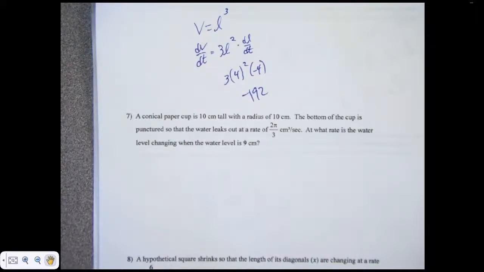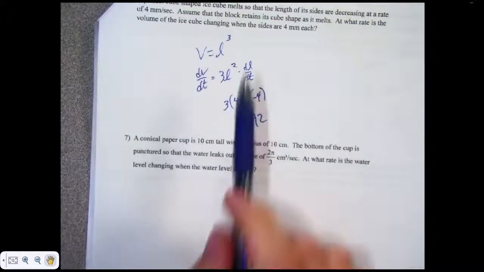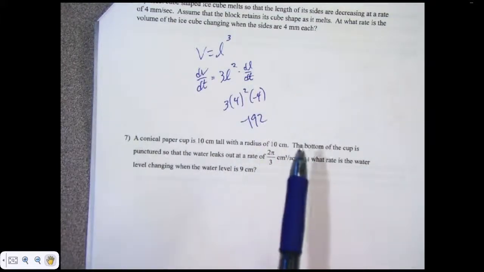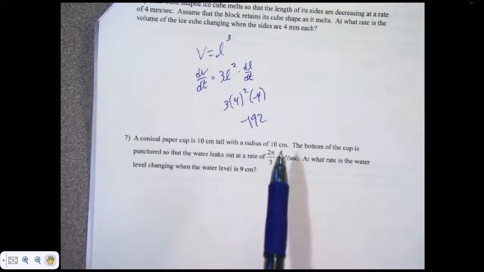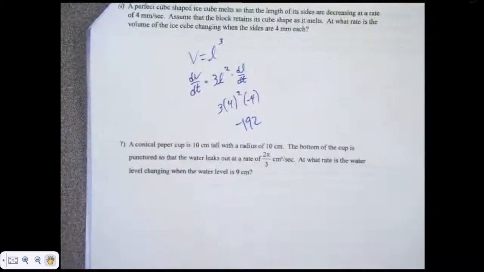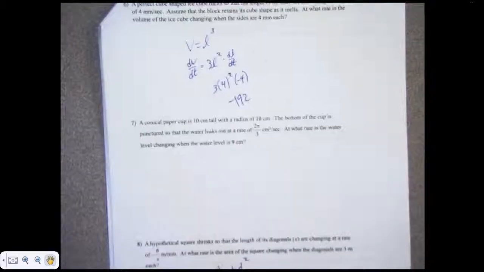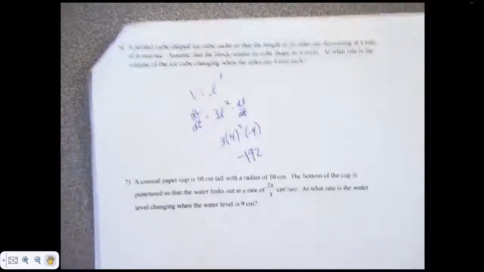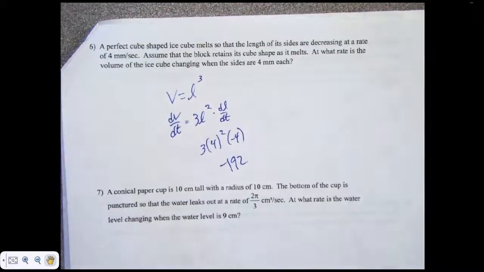Yeah. 6 or 8. Because it's melting, so the length is getting smaller. So let's just, okay, 6. Let me start that. Should I go over it?